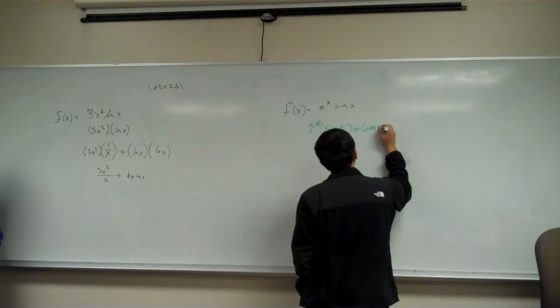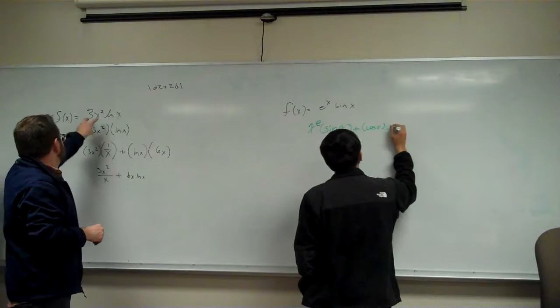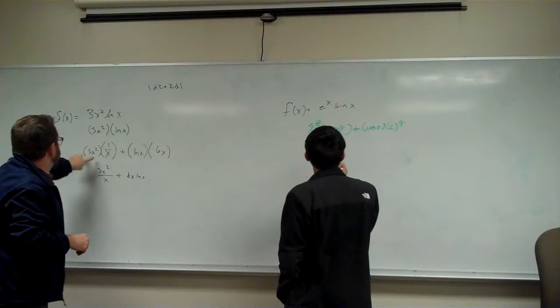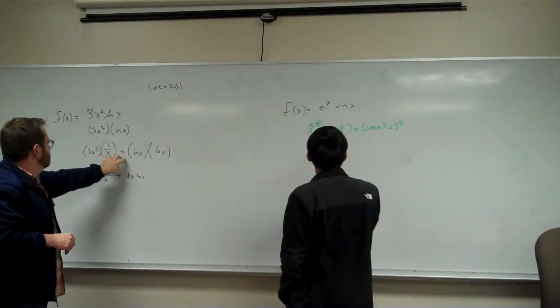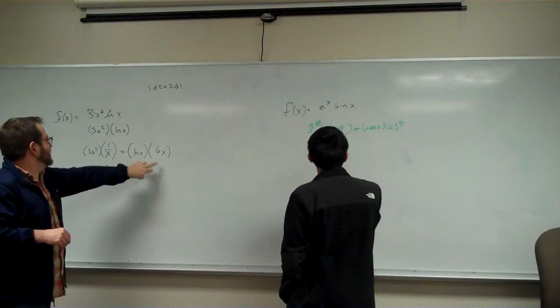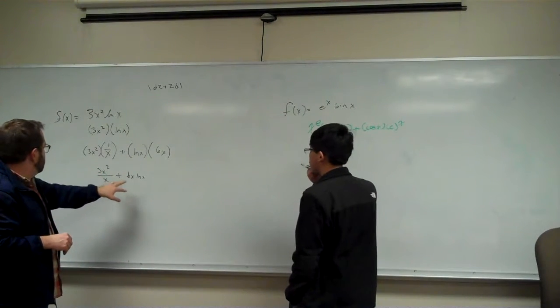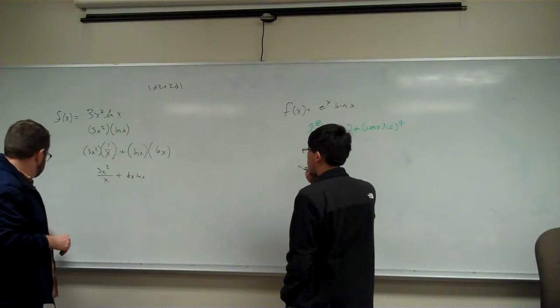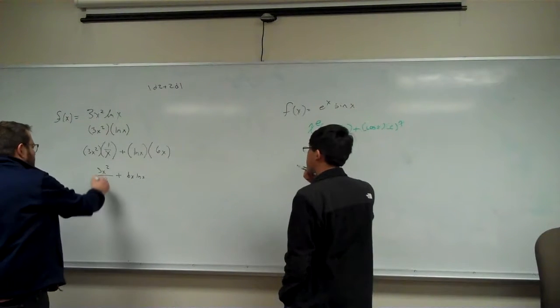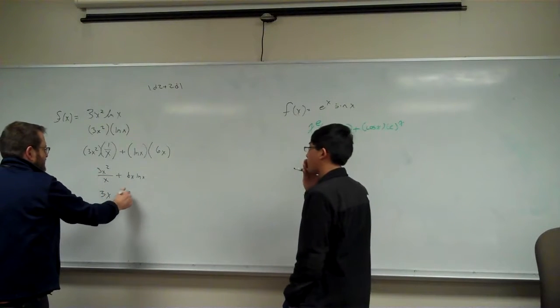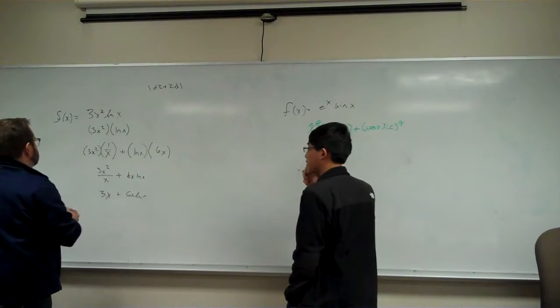Okay, so Matt said the first times the derivative of the second plus the second times the derivative of the first, which seems fine. And then he has some simplification. He could have simplified further, right? He could have taken this down to 3x, because one of those x's would cancel, plus 6x natural log of x. That looks right.